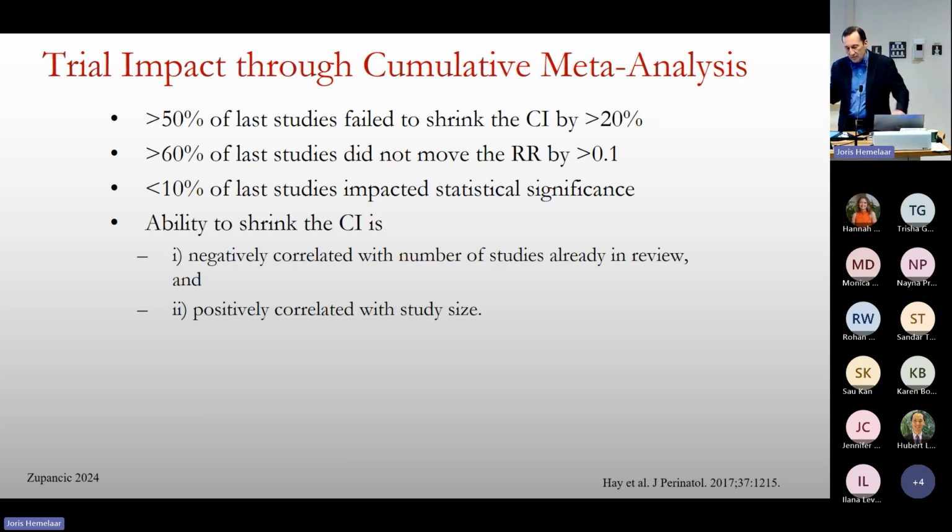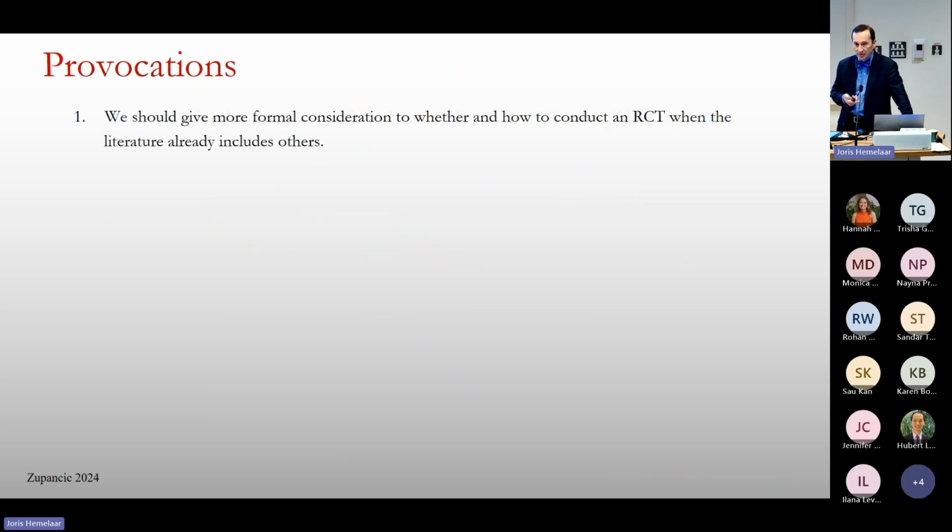And then in work that I didn't show you, the ability to shrink the confidence interval is, not surprisingly, negatively correlated with the number of studies that were already there in the review, and positively correlated with the size of the last study that was introduced. So that's, I guess, reassuring when we think about how we think about sample size.